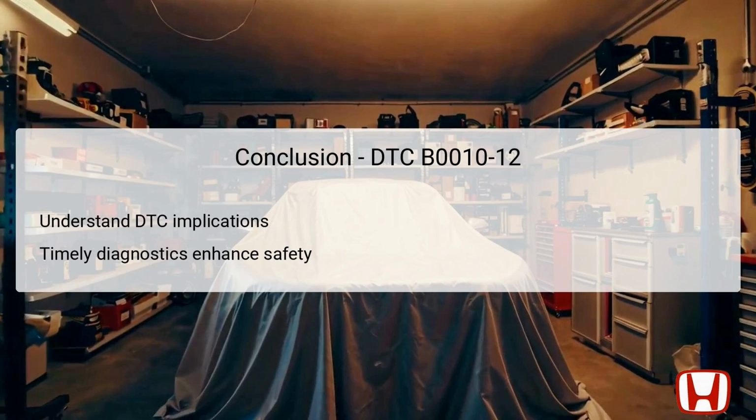Prompt troubleshooting and accurate diagnostics can prevent potential airbag deployment failures. By following the outlined troubleshooting procedures, inspecting all related components, and ensuring proper repairs, you can maintain the efficacy of the SRS. Regular preventive maintenance ultimately ensures the safety of the driver and passengers, making timely diagnostics a vital part of vehicle ownership. Remember, any identified issues should be addressed immediately to uphold the highest standards of automotive safety.